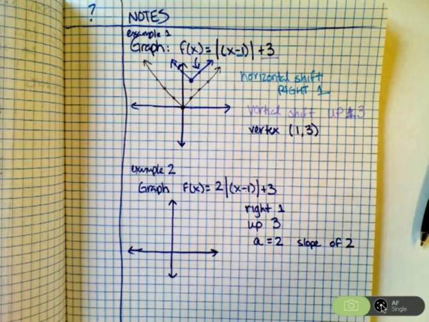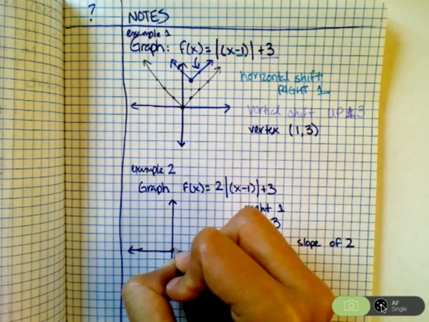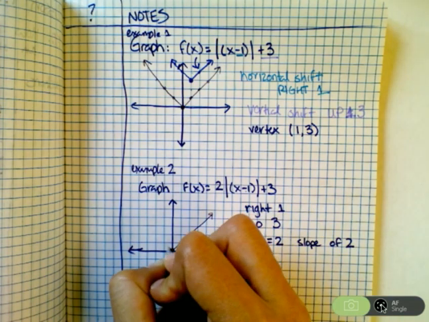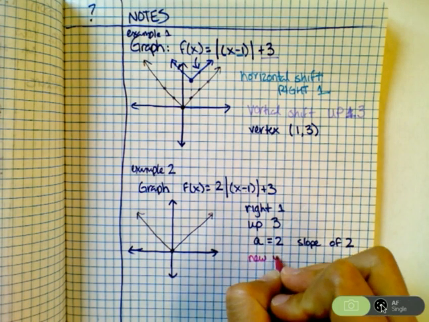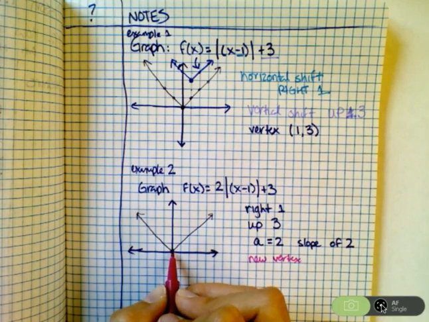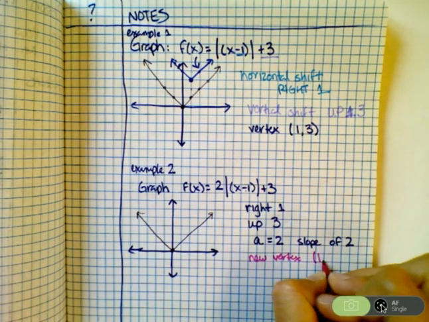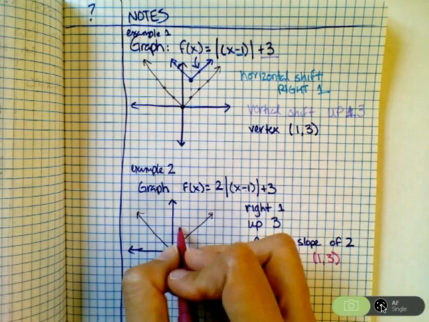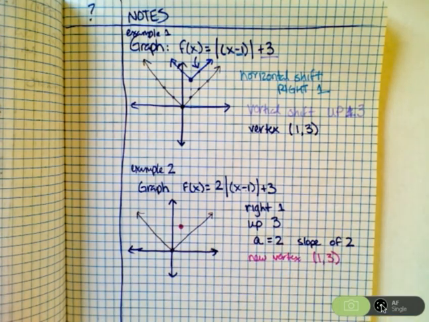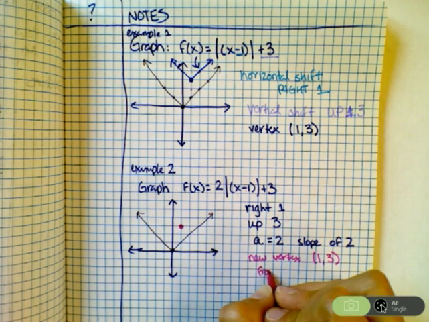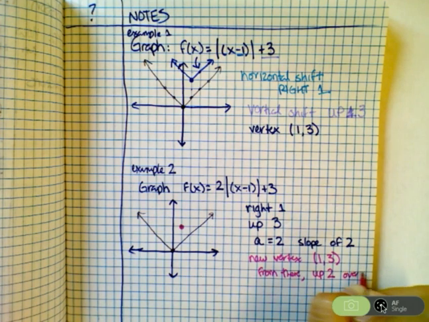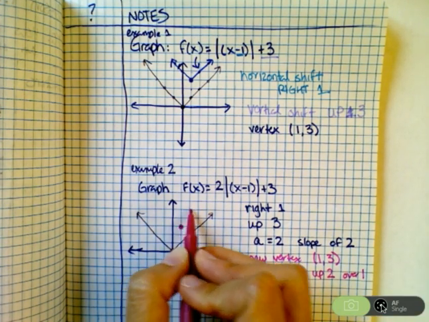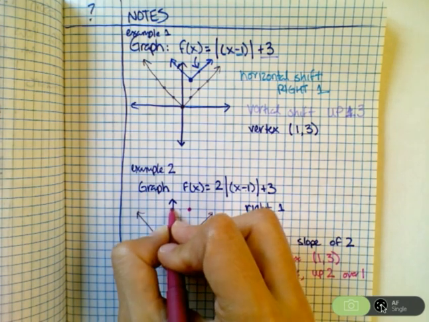So my original function, let me get it in there real quick, 0, 0, and that. My new vertex, or this center point that the graph is starting from, is at 1, 3 again, because it goes over 1 and up 3. So that's that center point where the graph comes from. And then from there, I'm going to go up 2 and over 1 in each direction. So I'm going to go up 2 and over 1, and up 2 and over 1.